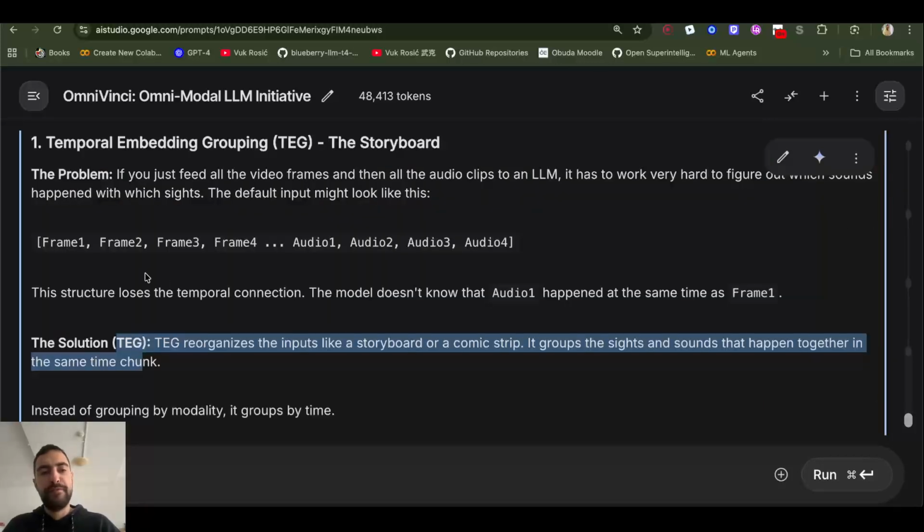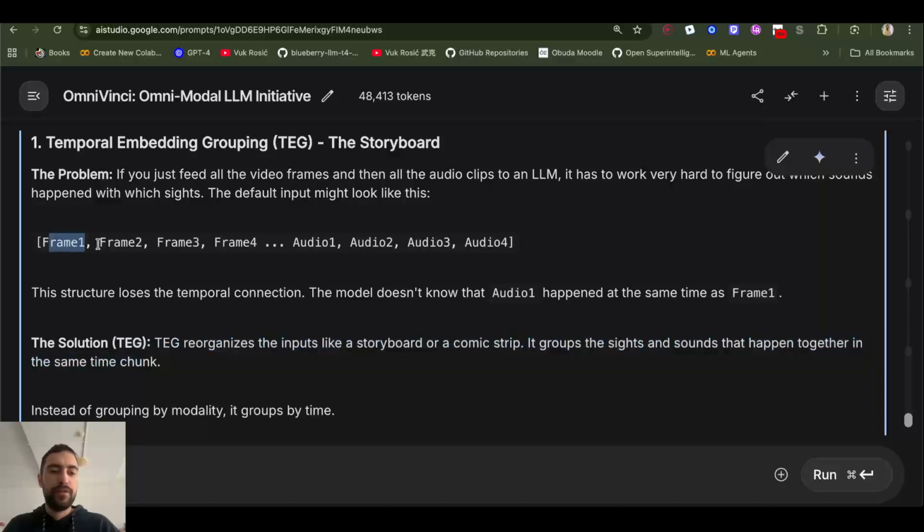Let's say we feed frame 1, frame 2, frame 3, frame 4 into the model, and after that audio 1, audio 2, audio 3. Well, the model doesn't know, and we don't even know, if audio 2 happened exactly when frame 2 happened. That's not clear at all. Maybe it did not happen like that.